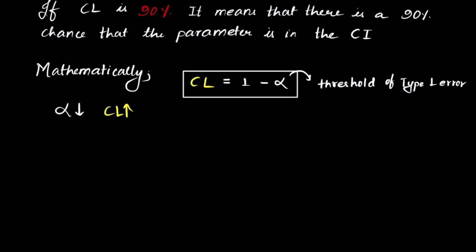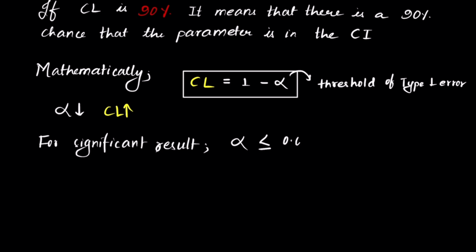For significant result, let me write down, this is important to know. That is to finally say that what I have come up with is significant enough. For a significant result, alpha needs to be less than or equal to 5% or 0.05. And if you put this value within this formula, you'll find that the confidence level needs to be more than or equal to 0.95 or 95%. So this was for type 1 error.